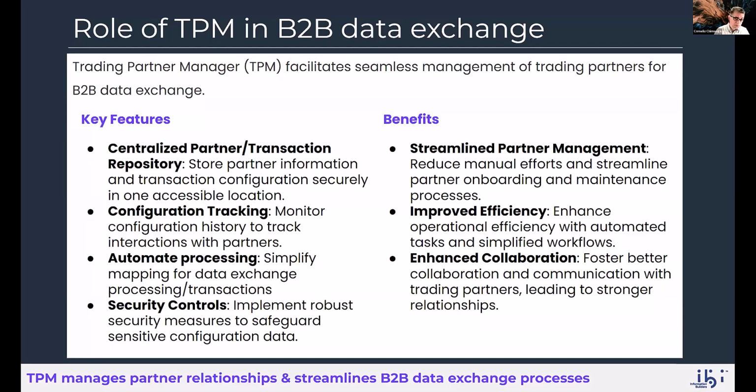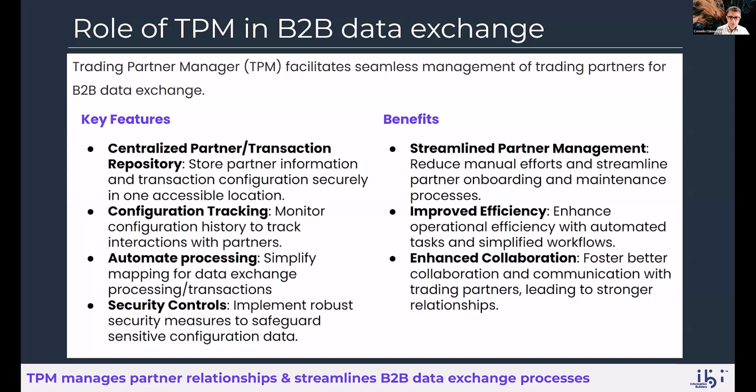Some of the most notable key features of TPM are, first, that it's a single source of truth. Partners, along with meaningful customizable details as well as exchange routing information configurations, are stored in a single secure place and accessible to all components of the B2B ecosystem via either REST API calls or direct database access.